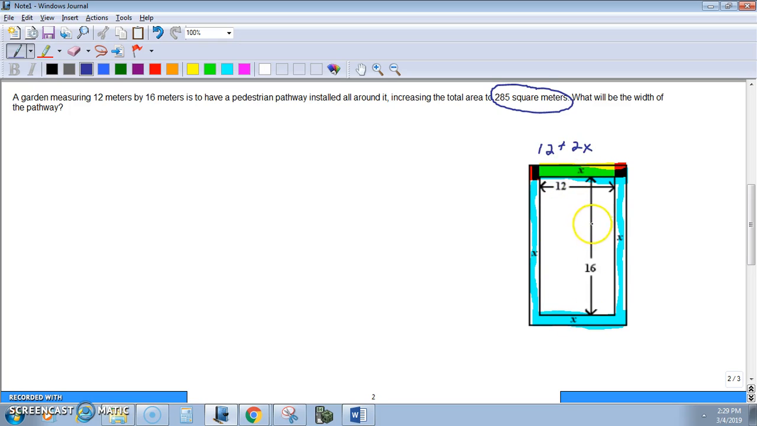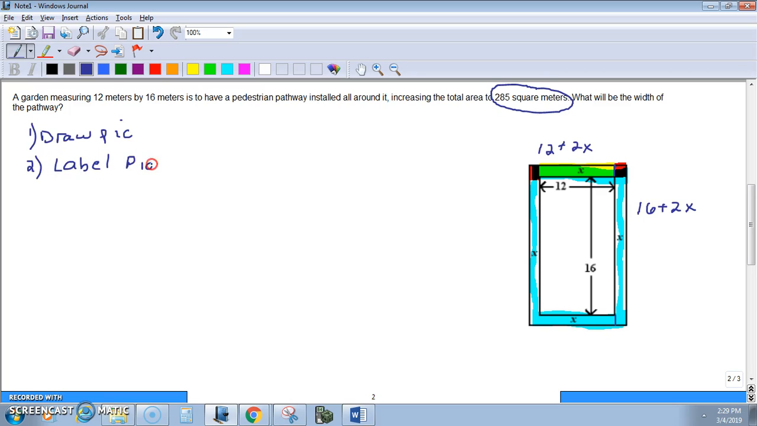Okay? And you can extrapolate from this when we do the longer side, the 16. Don't forget, we're also going to have an extra x on this side, and we're adding an x on this side. So the new length is going to be 16 plus 2x. So we said the first thing is draw a picture. The second thing is to label it with any numbers that I know or can figure out.